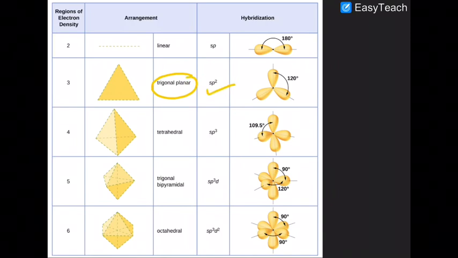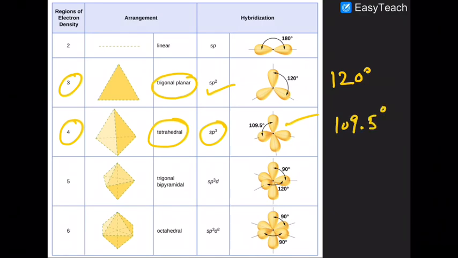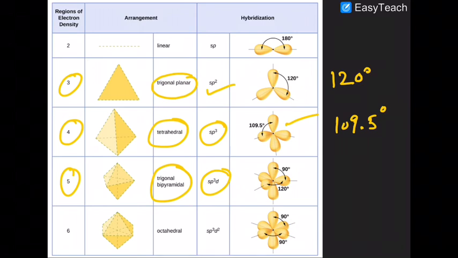If it is sp2 hybridized, there will be 3 bond pairs. If there are 4 bond pairs, then it is a perfect tetrahedral sp3. This is the bond angle. In the first case, the bond angle is 120, and in the second case, the bond angle is 109.5. In the case of 5 bond pairs, that is sp3d, the geometry is trigonal bipyramidal, and there are 2 types of bond angles: one at 90 degrees, the other at 120.